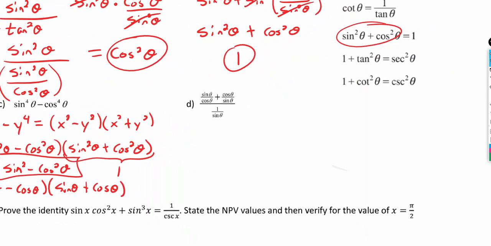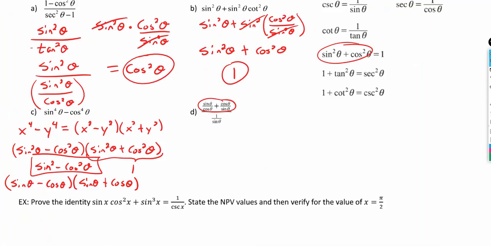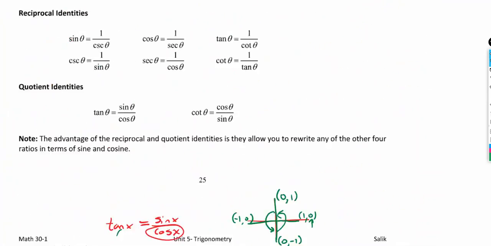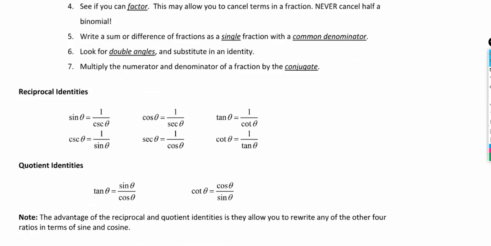All right, next one here. So hopefully we got enough room for this one. Write small if you can. Okay, this one looks like a mess, eh? A little bit on the confusing side. So what I recommend here is dealing with the top to begin with. And again, this was one of our strategies. Maybe I'll point you to it on the first page there. One of our strategies was to write a sum or difference of fractions as a single fraction with a common denominator. So that's what we're going to do here.